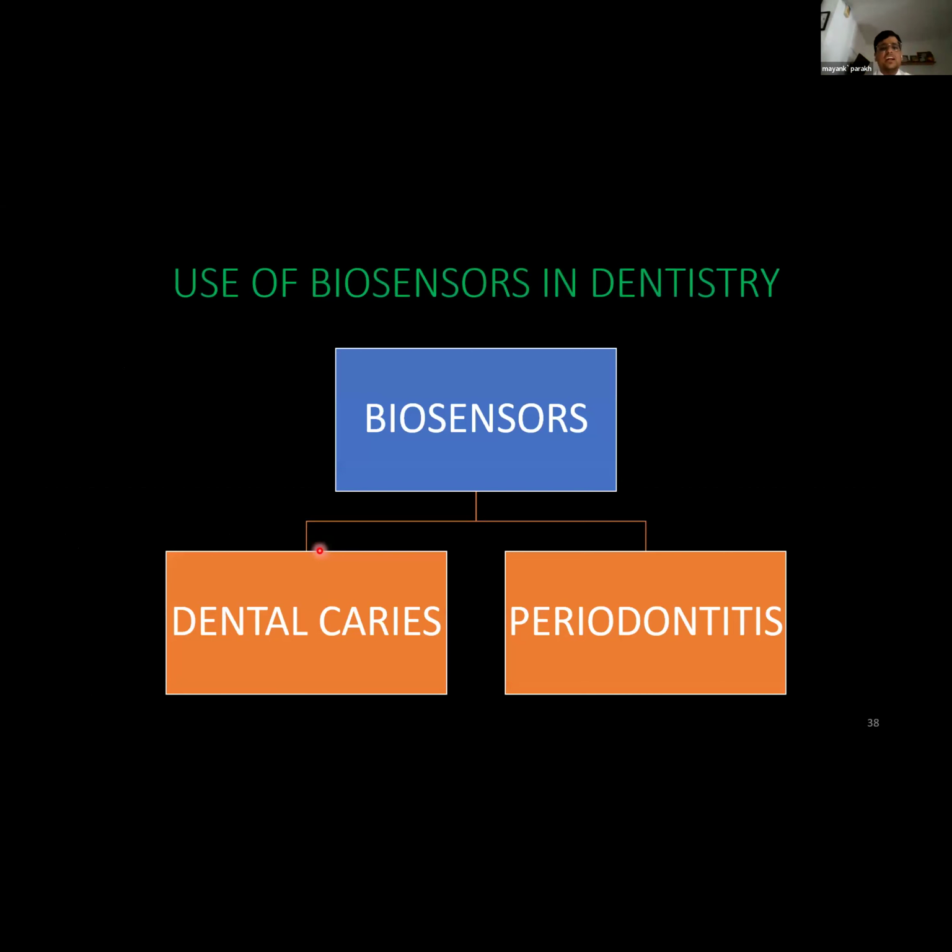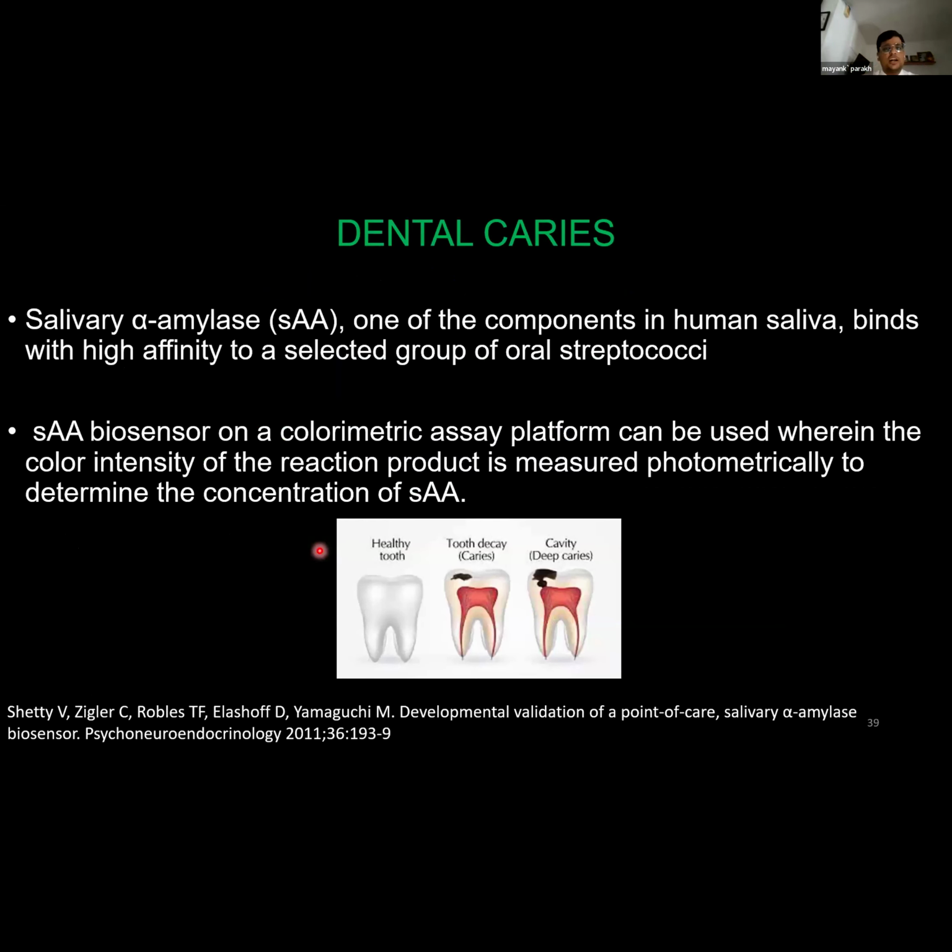So these mainly are currently used for dental caries and periodontitis management, or more commonly in assessing whether the patient is at a higher risk of either of the two. So first and foremost is dental caries. The biosensor that is currently being used is the salivary alpha amylase.